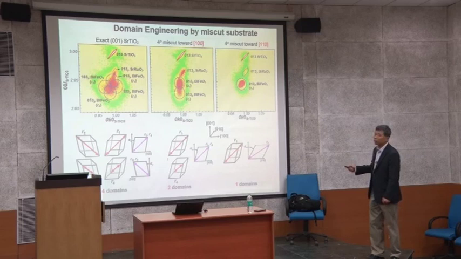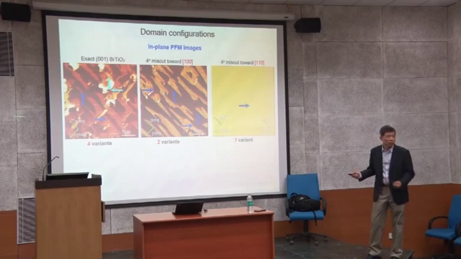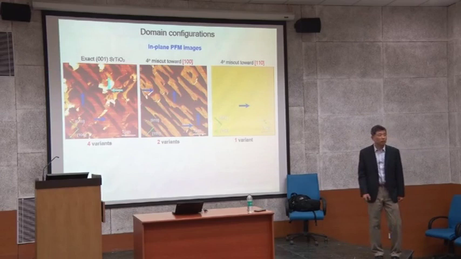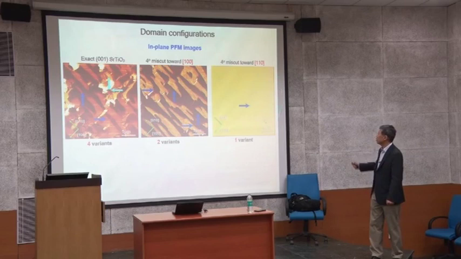And this is RSM data. And from this, you know which one is which. But actually in the AFM image, PFM image, you see 4 different contrasts, 2 different contrasts, or 1 contrast. So that means you have a perfect 1 domain and no other domains available. So that means you have a perfect monodomain, then you can lay down a device anywhere, or you can measure by probing the whole thing. I measure the same properties.